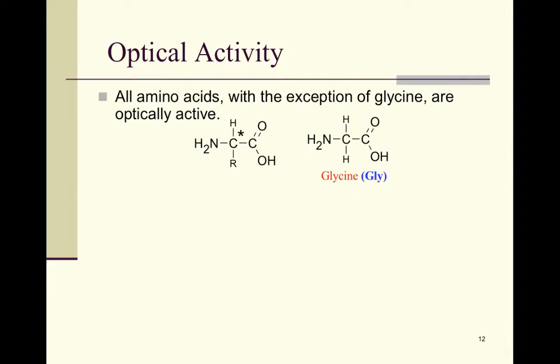We see optical activity in all the amino acids with the exception of glycine. What we see here is the general structure for an amino acid. We have the nitrogen on the left-hand side and the carboxylic acid on the right. It's this R group that changes with the different amino acids. Glycine, the smallest of the amino acids, happens to have a hydrogen as an R group, and you can see then that this carbon here is not optically active because it has two of the same things.